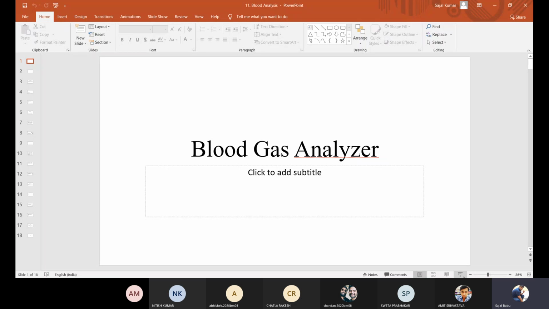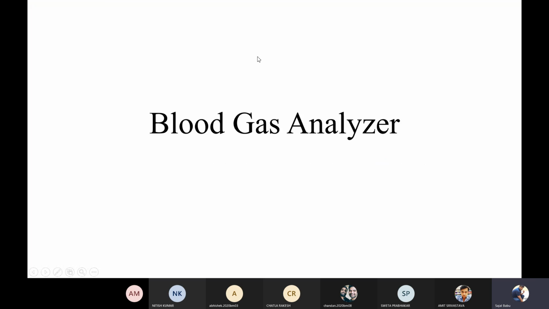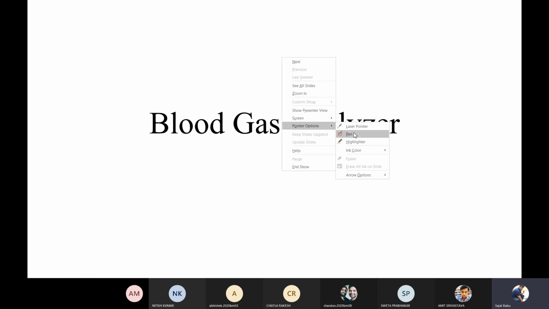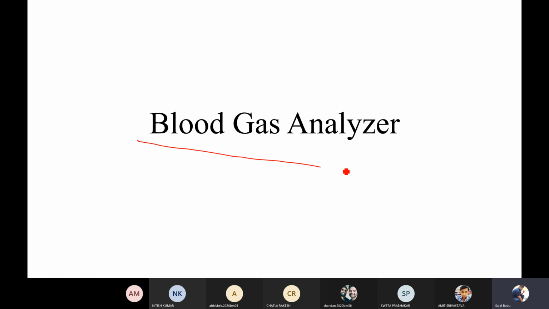Okay, so today we are going to discuss the blood gas analyzer. This is the final topic that I am going to discuss. There is one more topic, which is audiometry, and I will share the PPT. You can go through it. But this is the last topic that I am going to discuss with you. If there is any problem with my audio, please let me know.